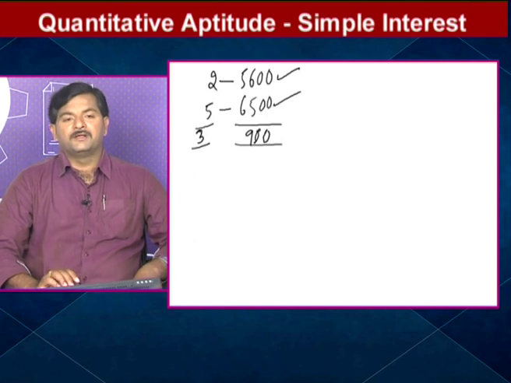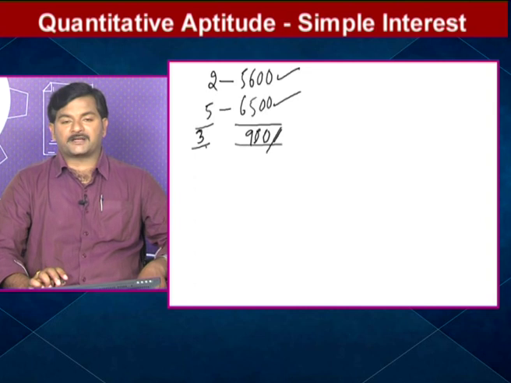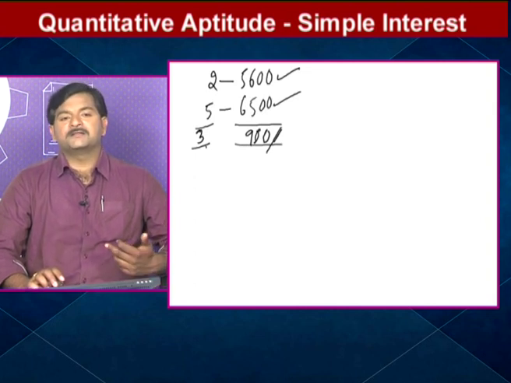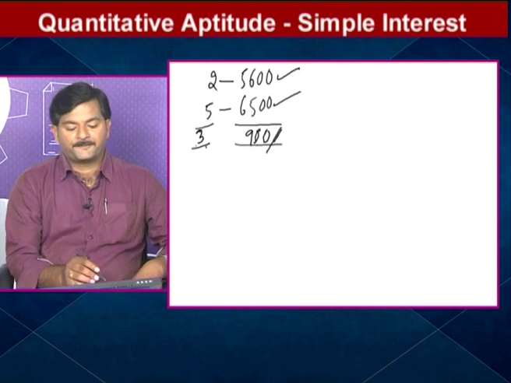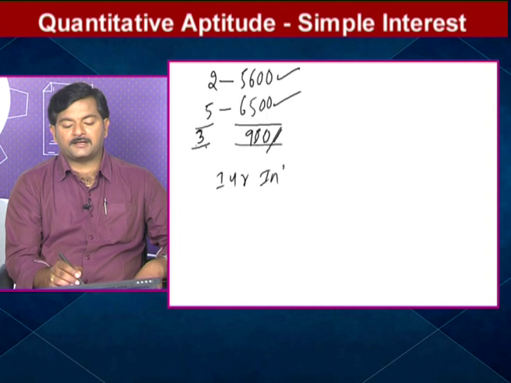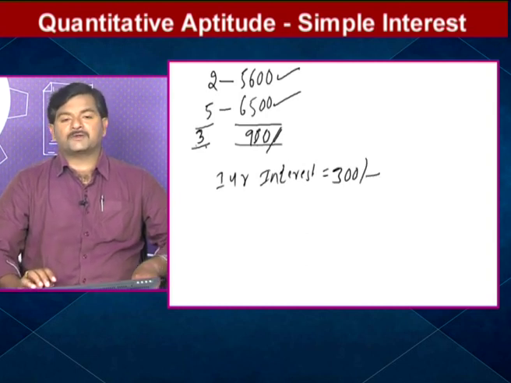What does it mean? Why am I getting 900 extra for 3 years? Obviously it is interest. What kind of interest is it? Simple interest. So for 3 years interest is 900. Then what could be 1 year interest? Clearly 1 year interest is equal to 300 rupees.